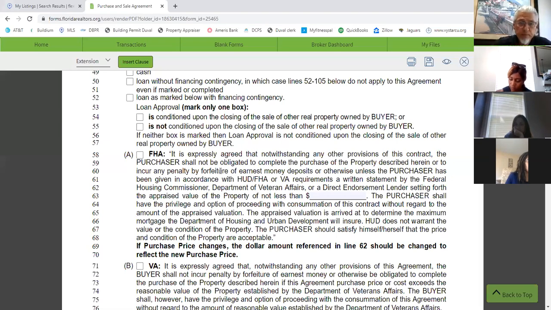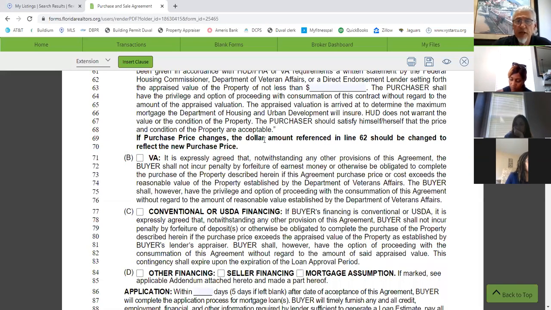Okay. If the purchase price changes, the dollar amount referenced in line 62 should be changed to reflect the new purchase price. So how would you do that? Again, you're not going to monkey with your contract. You're going to do an amendment.